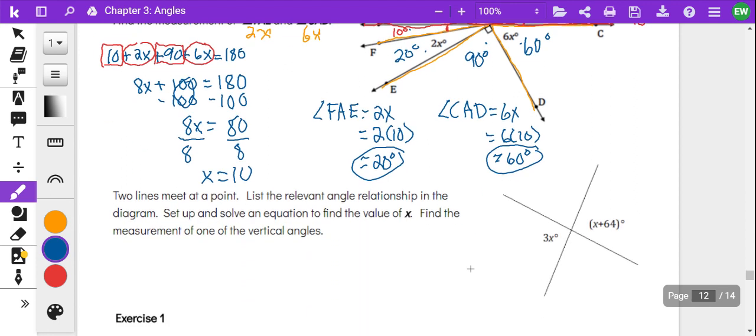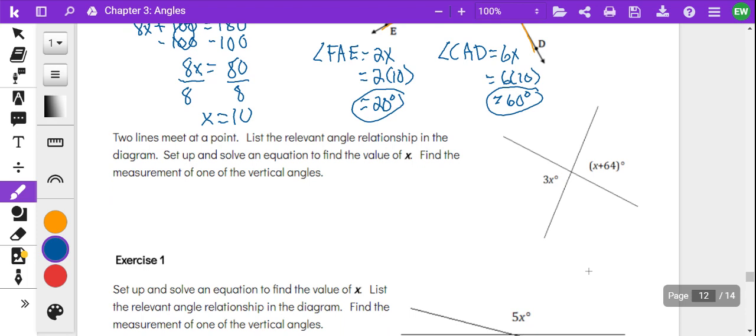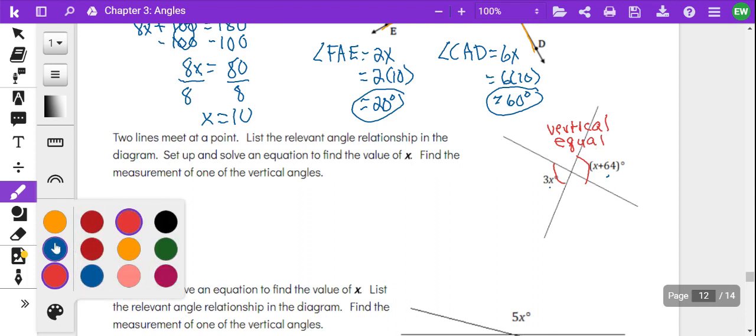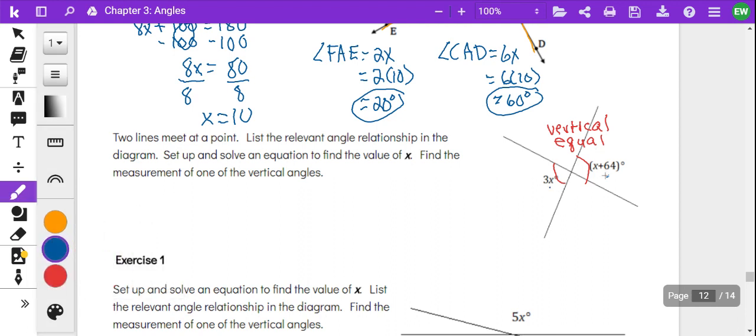All right, so this might have been giving you a headache in the last lesson, but hopefully us doing warm-ups with two-step equations is going to help a little bit. My relevant relationship is that these are vertical, which means they are equal. So I'm going to set up my equation setting 3x equal to x plus 64.